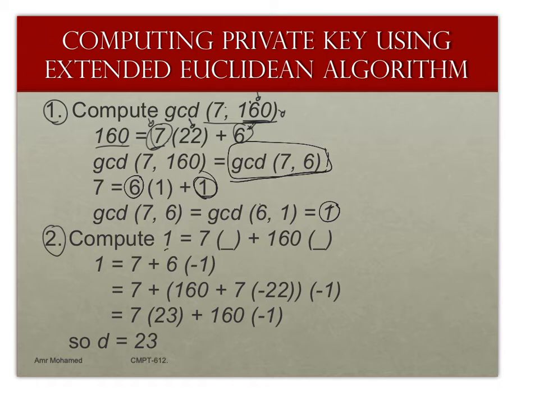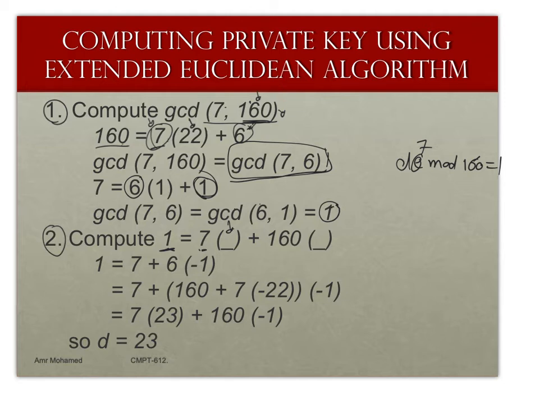Why do we do this? In order to calculate the multiplicative inverse of the 7 modulo 160, because we need to find D times E mod 160 and make this equal to 1. Right? This is what we want. Here E is 7, so we need to calculate D.